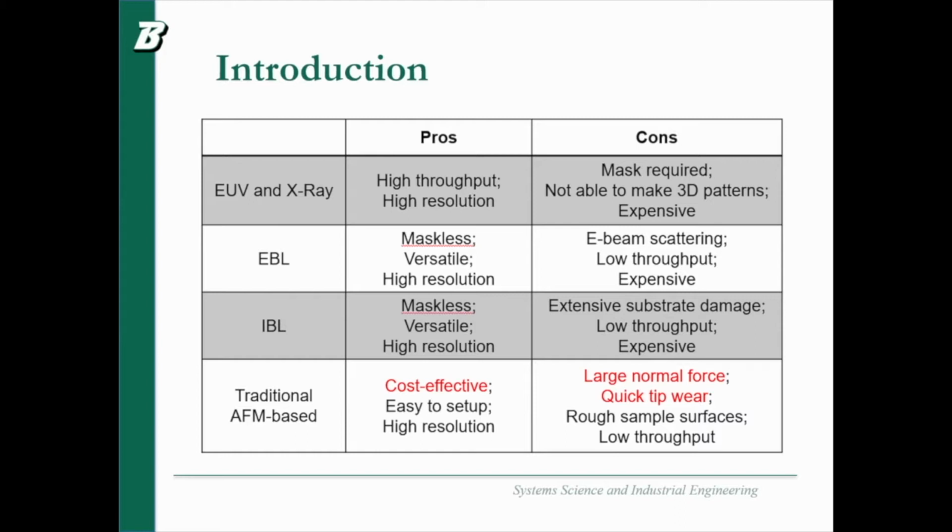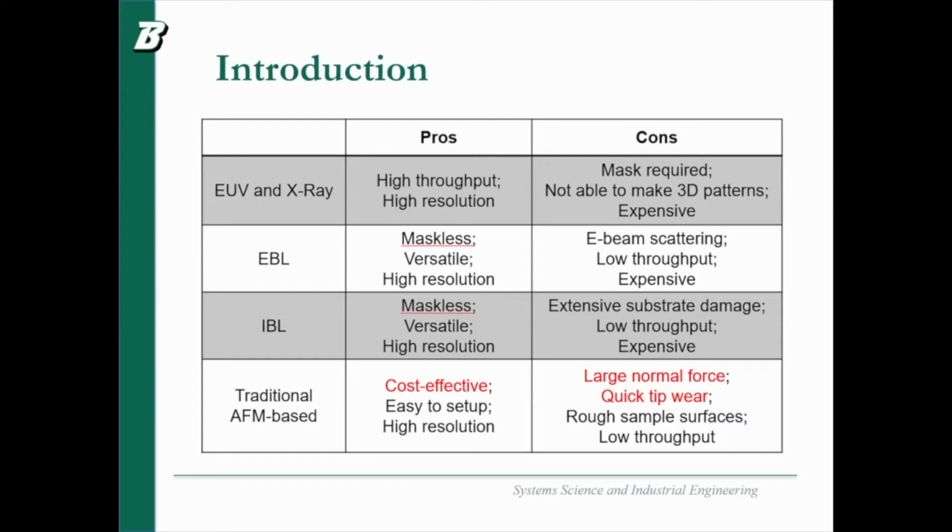Similar for the ion beam. Besides ion milling for preparing samples, it can also do lithography for nanomanufacturing, but because of substrate damage, low throughput, and high expense. For AFM-based nanomanufacturing, the AFM is way cheaper than the electron beam or ion beam system, and it's also versatile. It can really achieve a few nanometer scale, especially the STM, right? It's really high resolution and advanced.